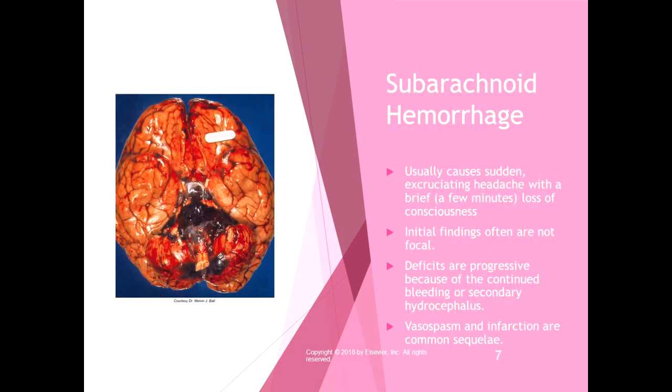With a subarachnoid hemorrhage, it usually causes a sudden excruciating headache with a brief loss of consciousness. When they say initial findings are often not focal, a lot of times the hemorrhage spreads throughout the subarachnoid space. Deficits tend to be progressive because of the continued bleeding or secondary hydrocephalus. Vasospasm and infarction are common sequelae to a subarachnoid hemorrhage.